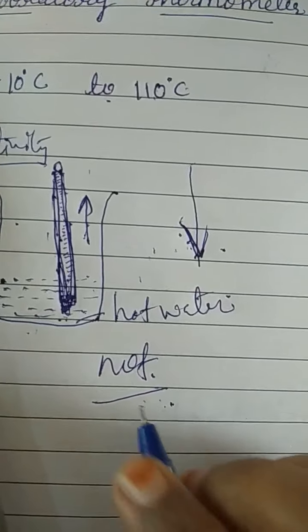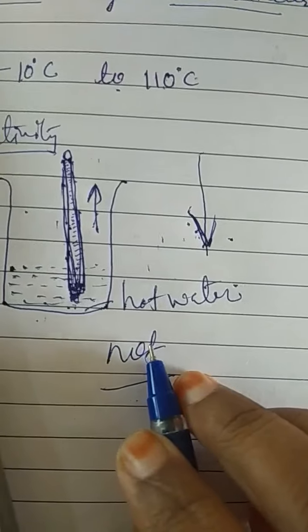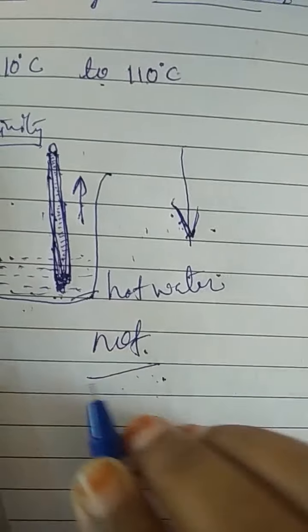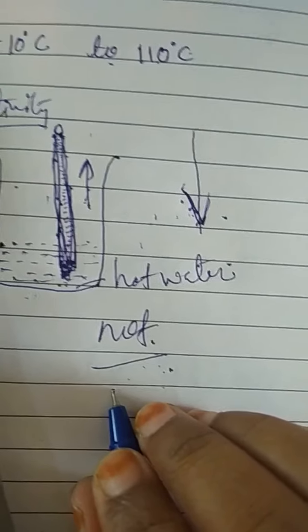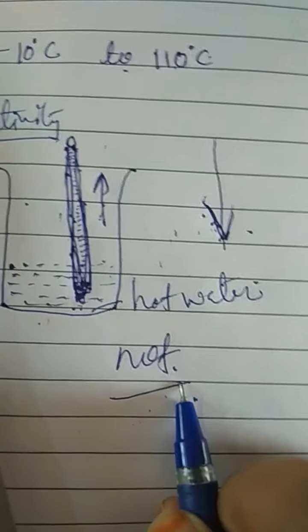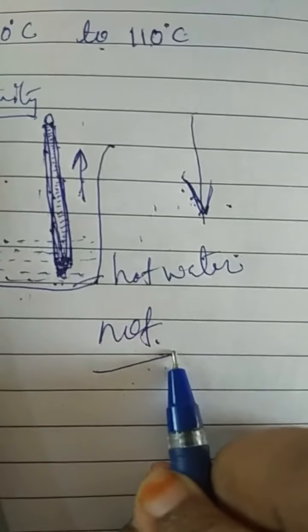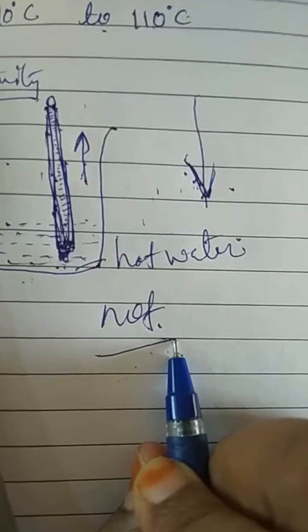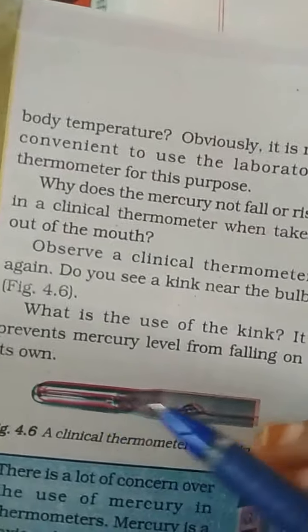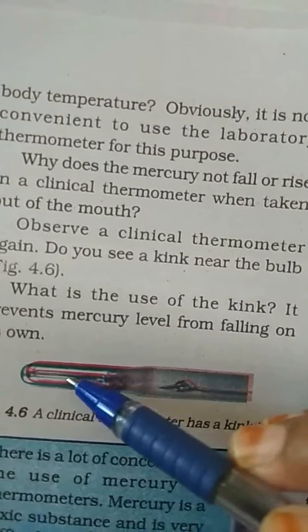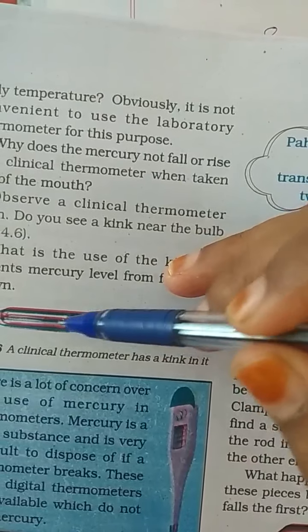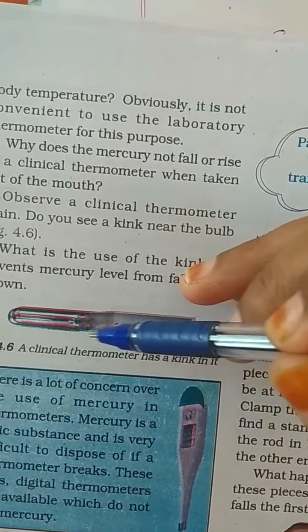Why does the mercury not fall or rise in a clinical thermometer when taken out of the mouth? Observe the clinical thermometer you have used to find your body temperature. Do you see a nick near the bulb? What is the use of the nick? It prevents the mercury level from falling on its own. Here, a clinical thermometer has a nick in it. Yes, this one.